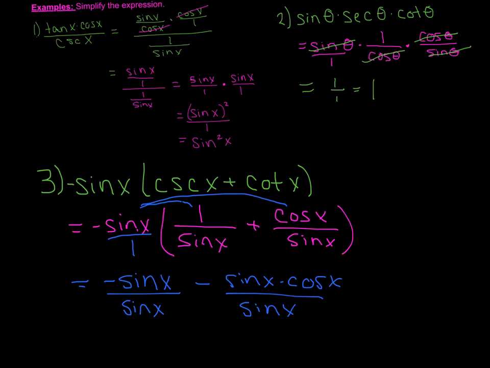So now I can cancel. Since I have a minus in between these two terms, I can't cancel diagonally, but I can cancel vertically in each term individually. So sine x and sine x are going to cancel, leaving me with the first term of negative 1. The second one, sine x and sine x's cancel, and it just leaves me with a negative cosine x. For this one, I can't do anything with that 1 minus cosine x. I can't combine them at all. So this one I end up with two terms.